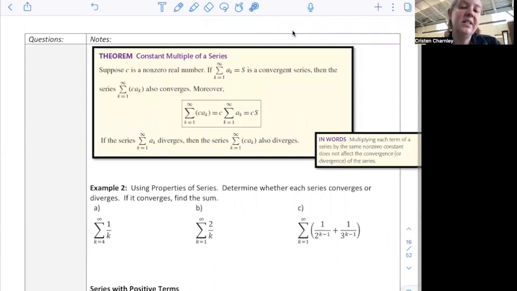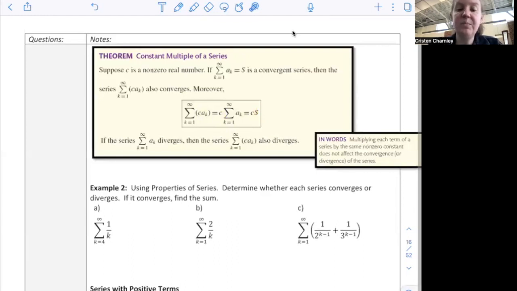Constant multiple of a series, this will be helpful for us later on, kind of like derivatives and integrals. If C is a non-zero real number, and if the series from 1 to infinity of a_k equals S is a convergent series, then the series with that constant in there also converges. Moreover, this C inside the series can go to the front of the sigma notation, and it would be multiplied by that final sum. So if the series diverges, then the series with that multiplier also diverges.